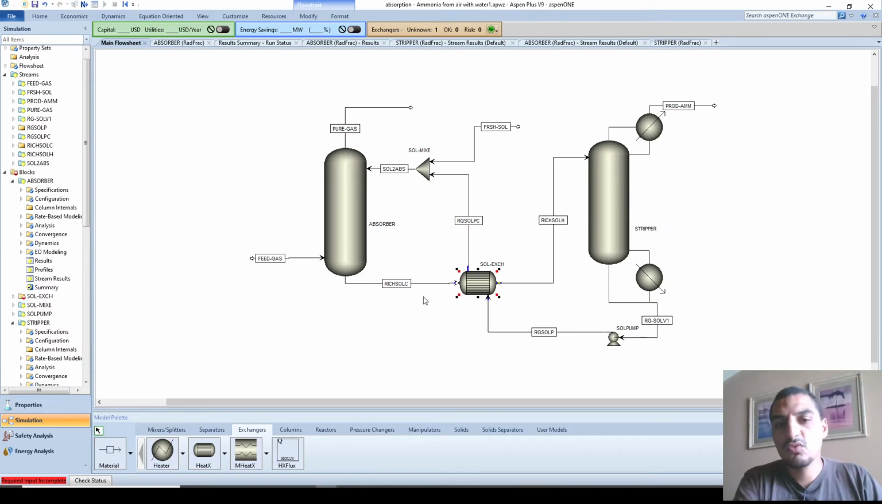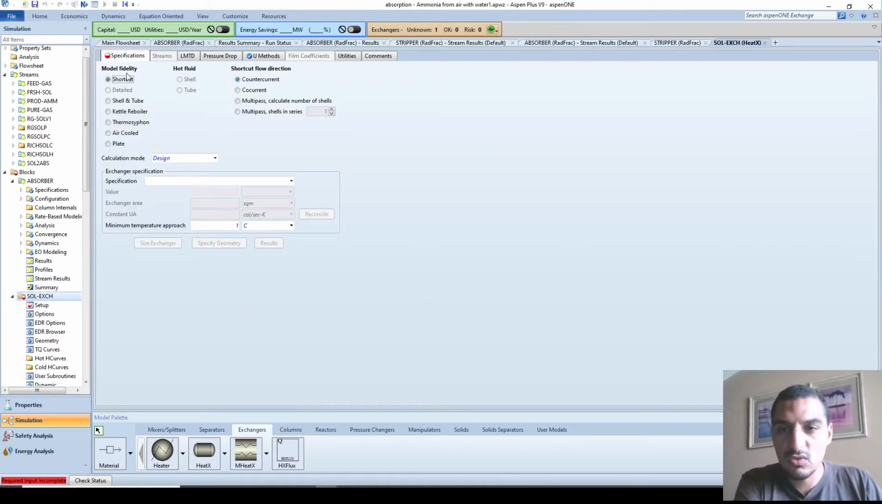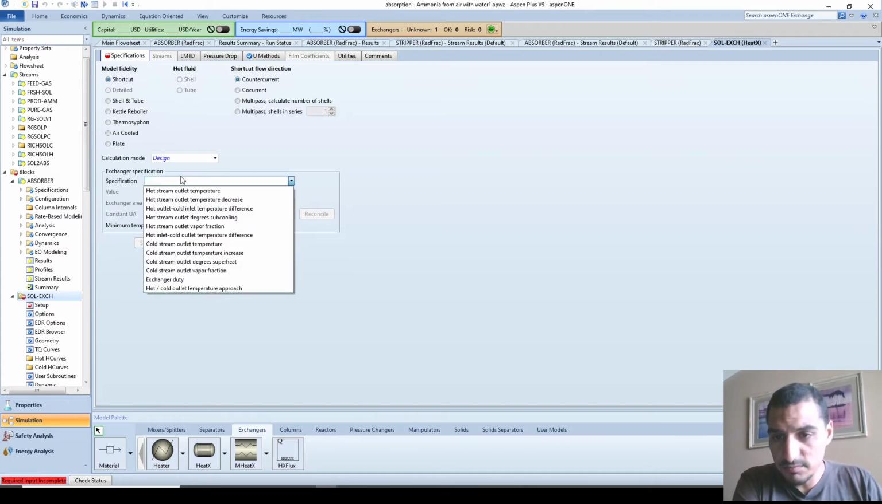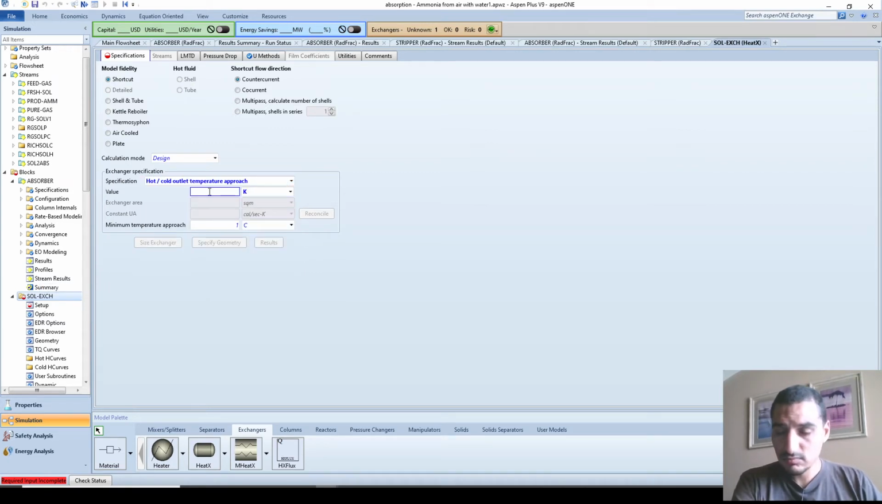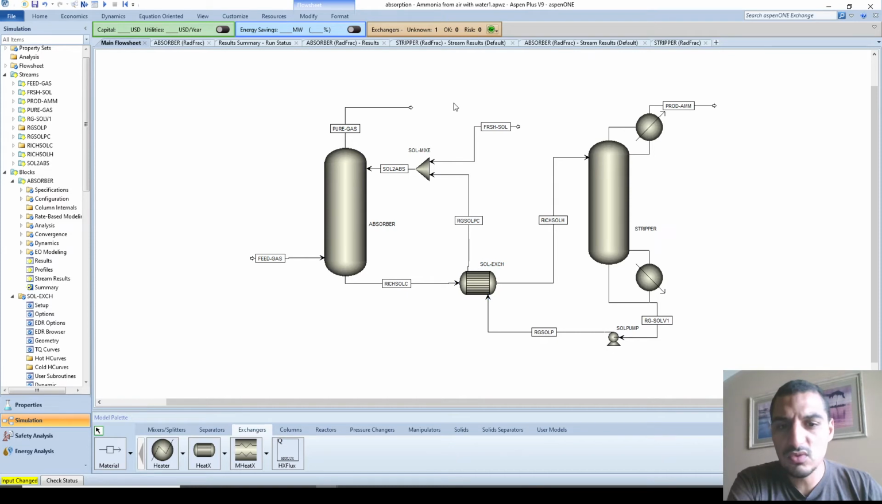And here I'm gonna go for a shortcut column. Of course, I'm not gonna go into the details of the heat exchanger. Usually the thing that you define for the specification for the heat exchanger, the most logical thing is the temperature approach. I'm gonna make it 5 or 10 degrees Celsius. Let's make it 10 degrees Celsius or Kelvin. It's the same, because this is the most logical spec that we usually use.